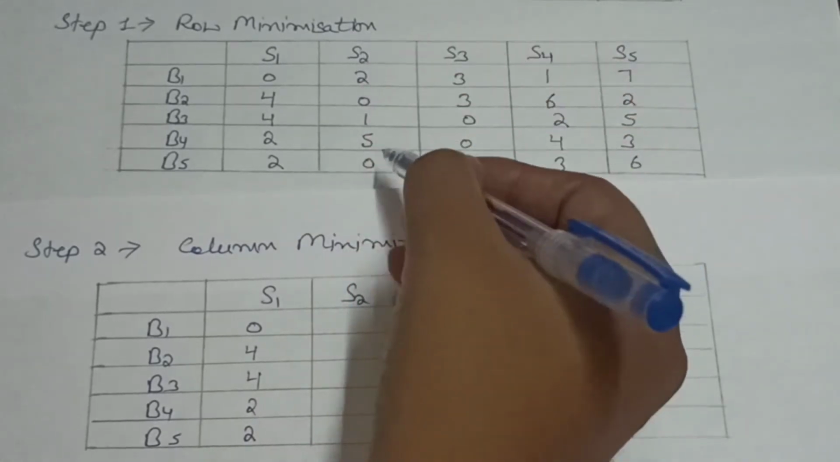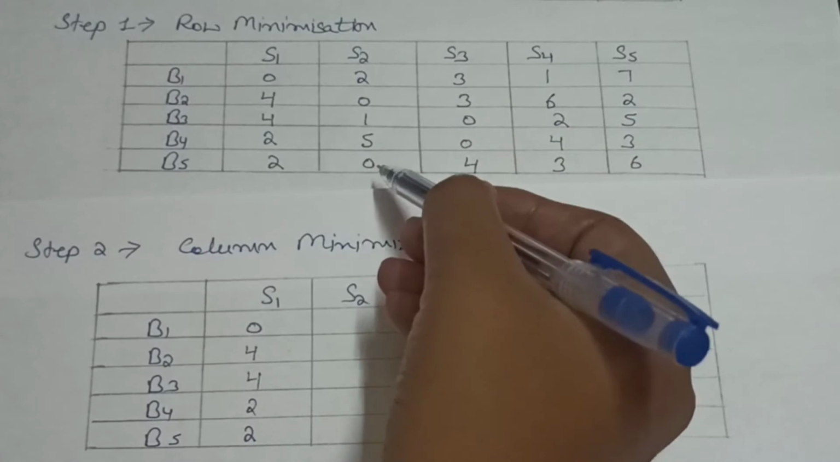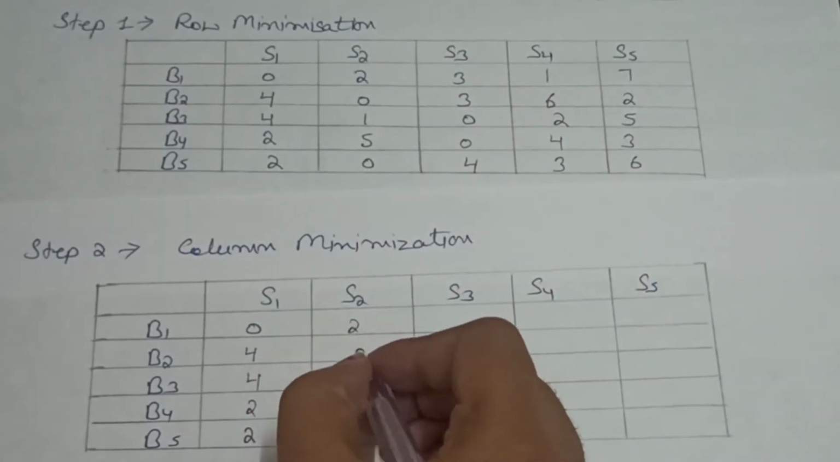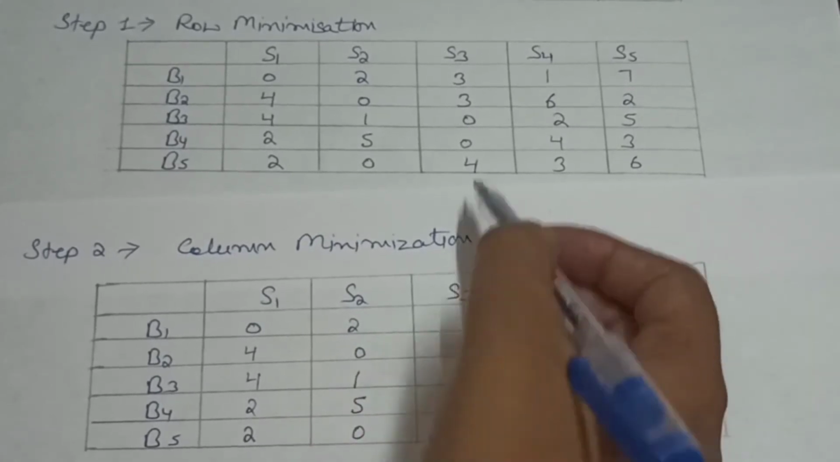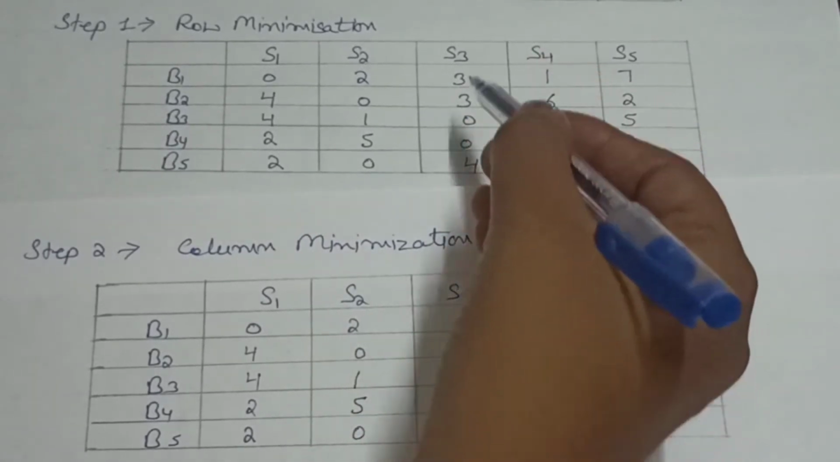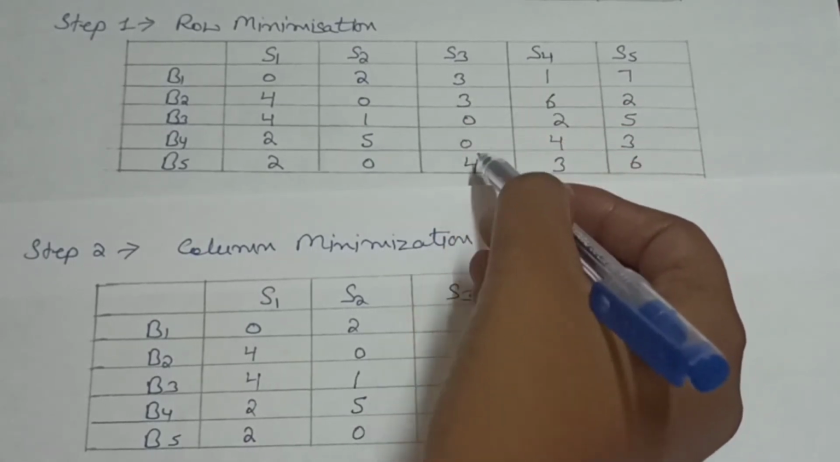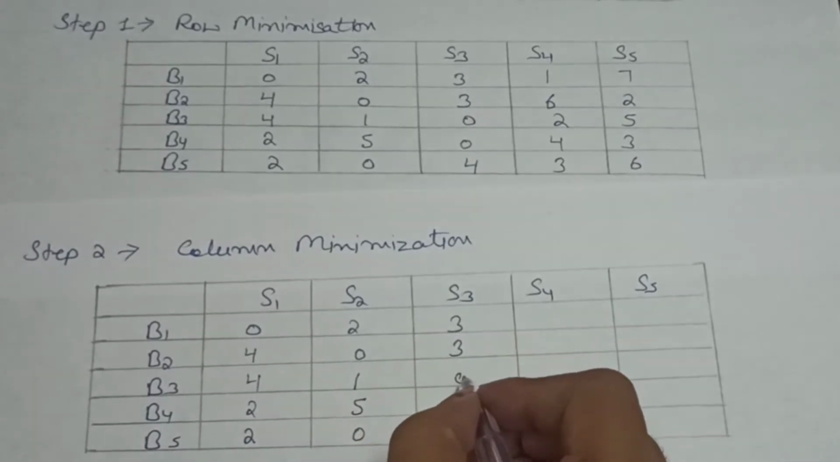So now we will go to the second column. Here also 0 is the minimum element, so all elements will be the same: 2, 0, 1, 5, 0. Now we will go to our third column. You can see 3, 3, 0, 0, 4. Here also 0 is the minimum element, so all elements will remain the same.